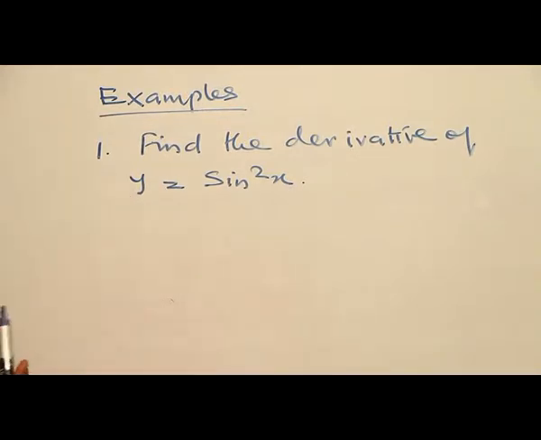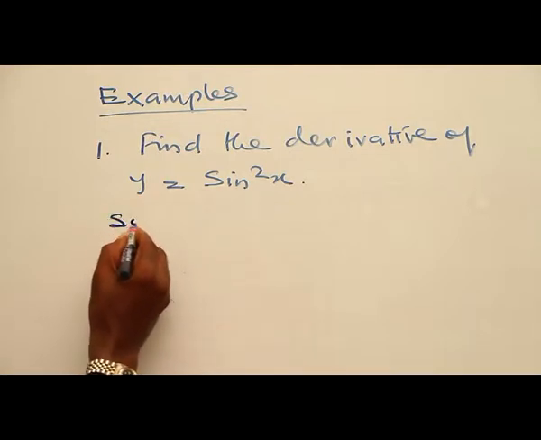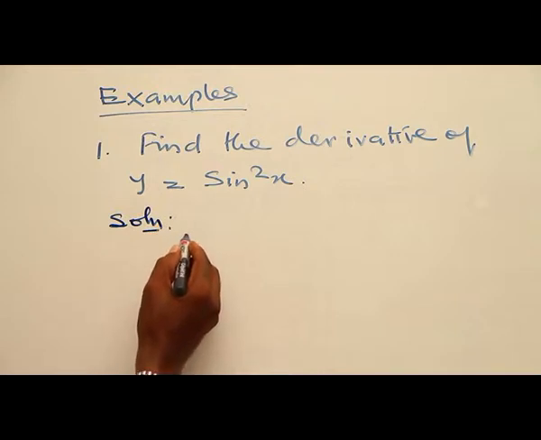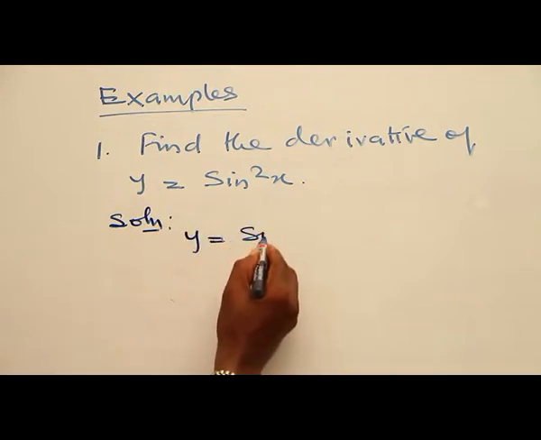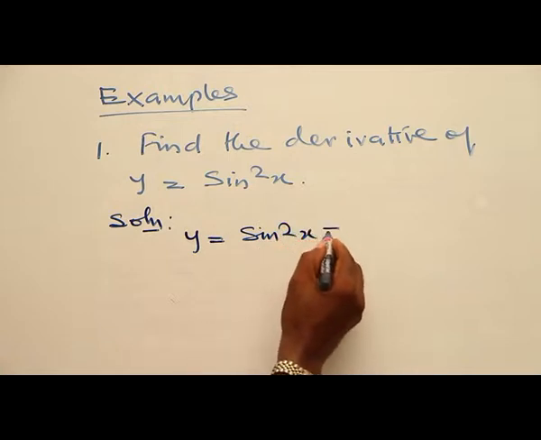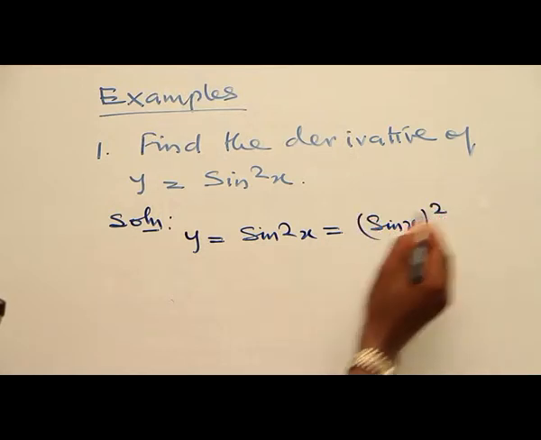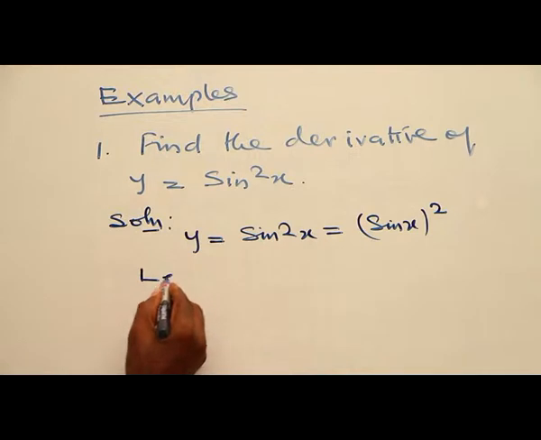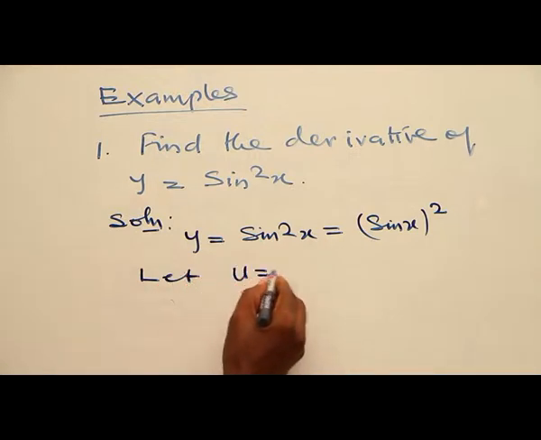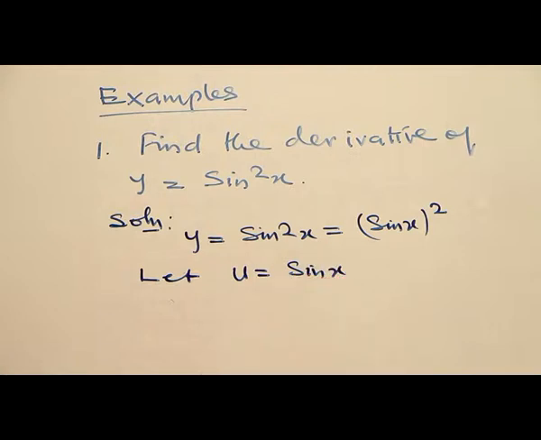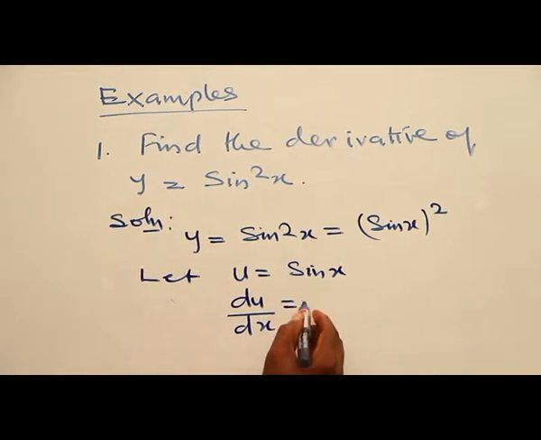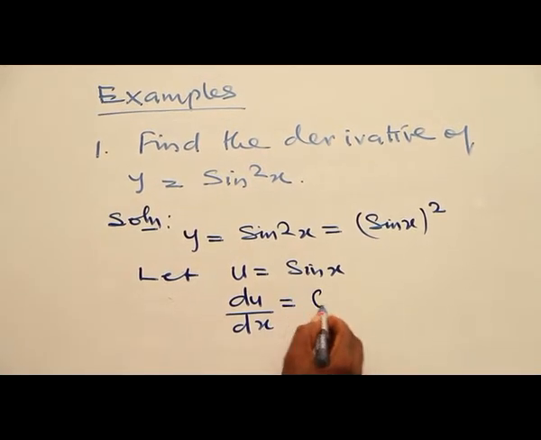Number 1. Find the derivative of y equal to sine squared s. Our solution: we have here y equal to sine squared s, which is the same thing as writing sine s all squared. Now we will let our u be equal to sine s because it's a function of a function. And so if we differentiate u with respect to s, the derivative of sine s now becomes cos s.